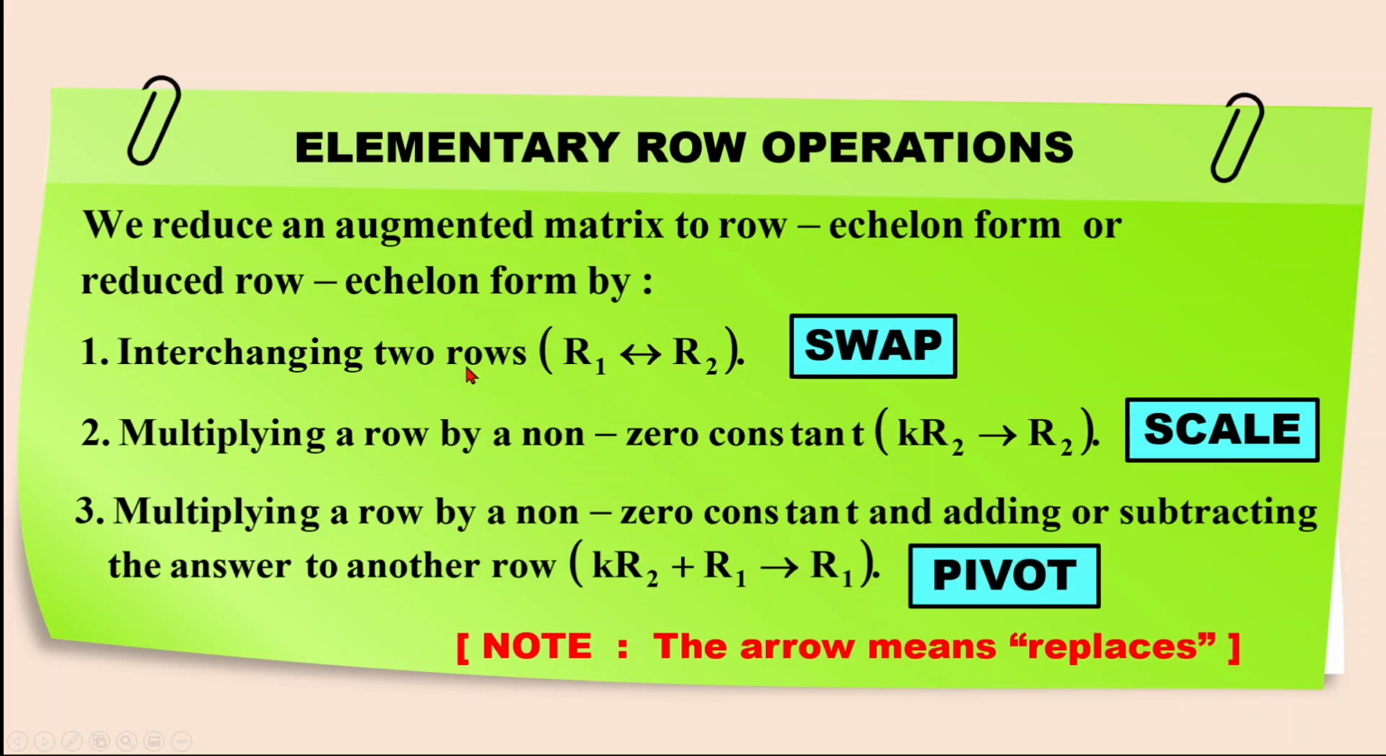So with all these 3 steps, we can choose any of them to perform on our augmented matrix rows, so that we can transform our augmented matrix to row echelon form. And this arrow over here means replaces. So whatever we calculate will replace row 1, if we have row 1 here as an example.